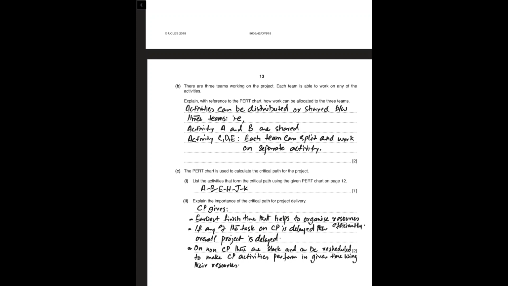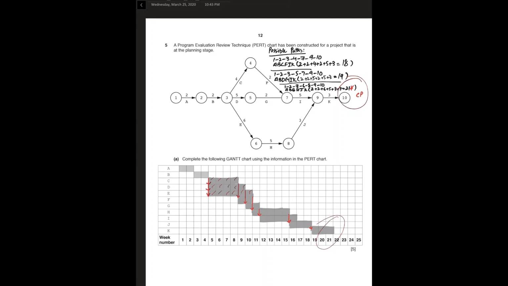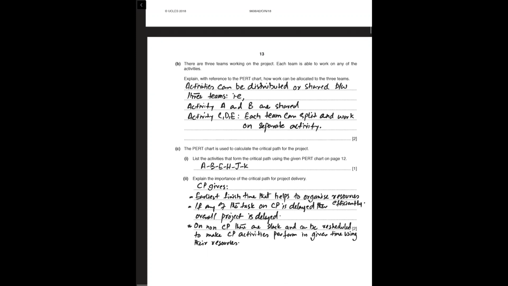Part C lists the activities that form the critical path using the given PERT chart on page 12. I have already calculated it. There are 3 possible paths, out of which the one with A, B, E, H, J, and K is the longest one, having 21 weeks duration. This is our critical path.